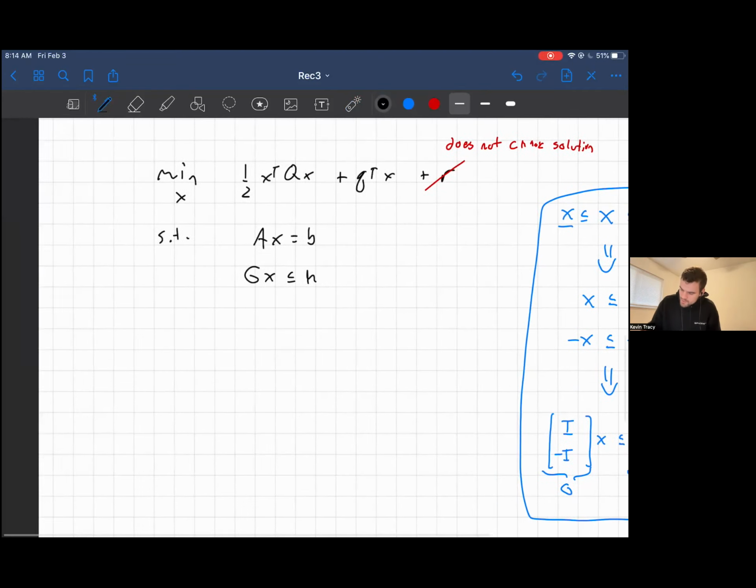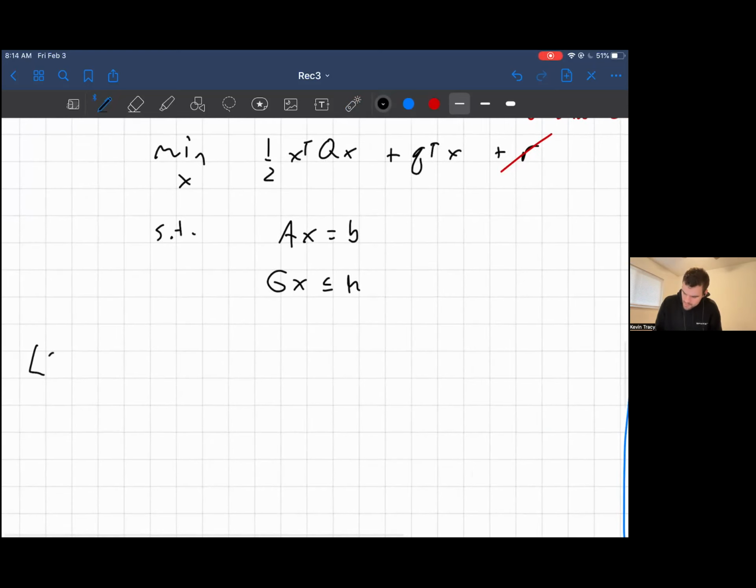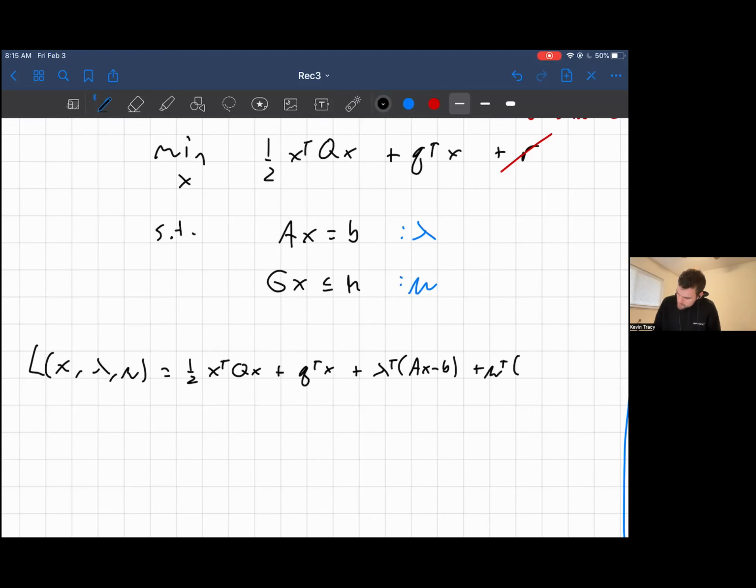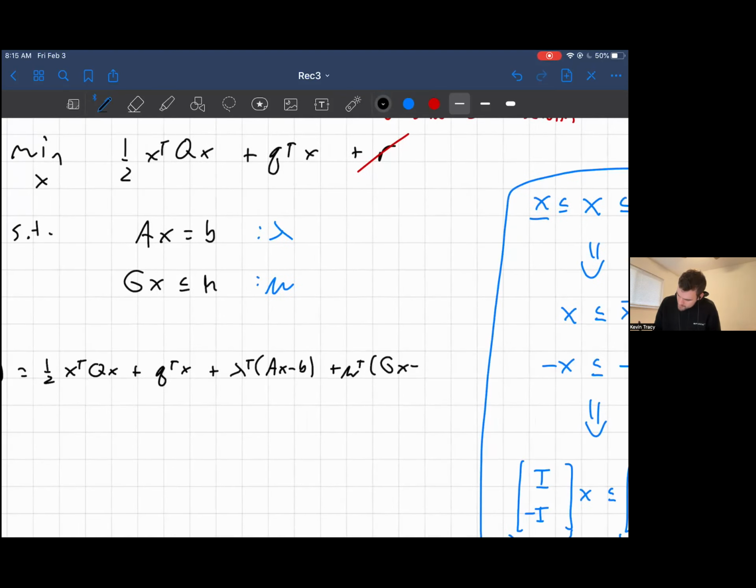And as always, first thing we do is our Lagrangian. Again, we have a dual variable lambda for the equality constraint, and a dual variable mu for the inequality constraint. So now I have my Lagrangian here, which is just 1/2 x transpose Qx plus q transpose x plus lambda transpose (Ax minus b) plus mu transpose (Gx minus h).